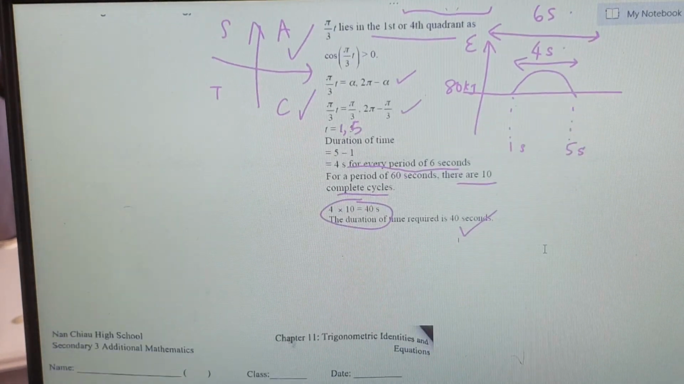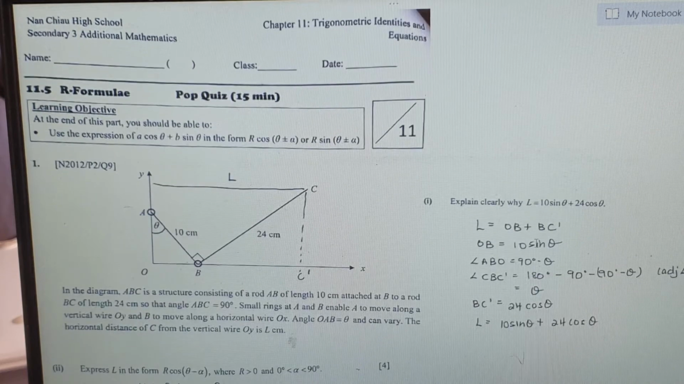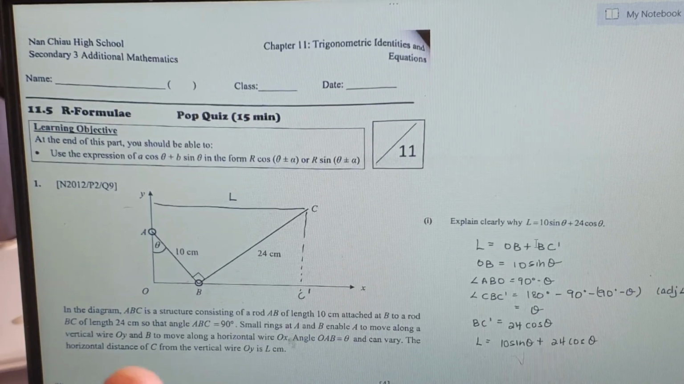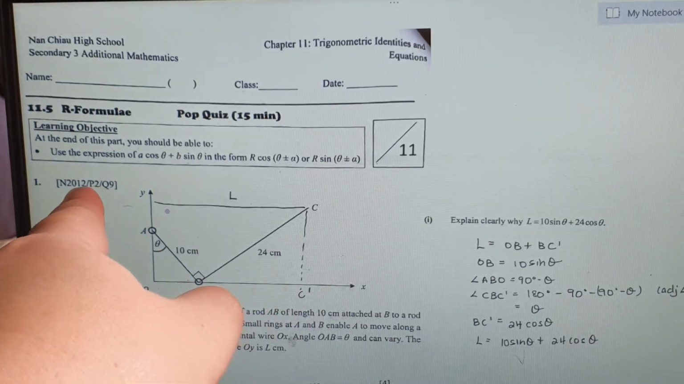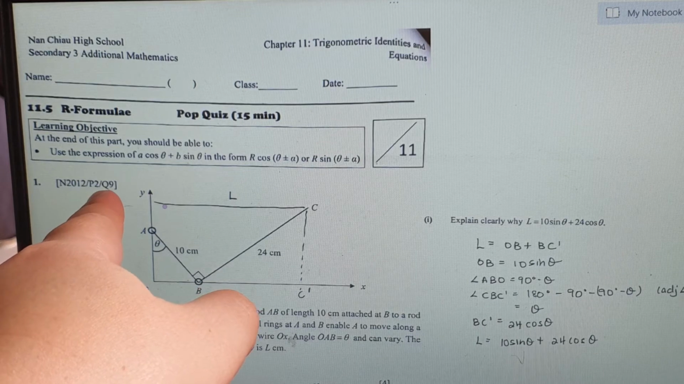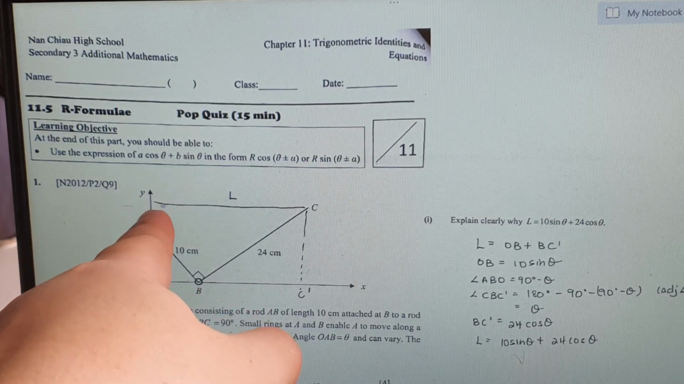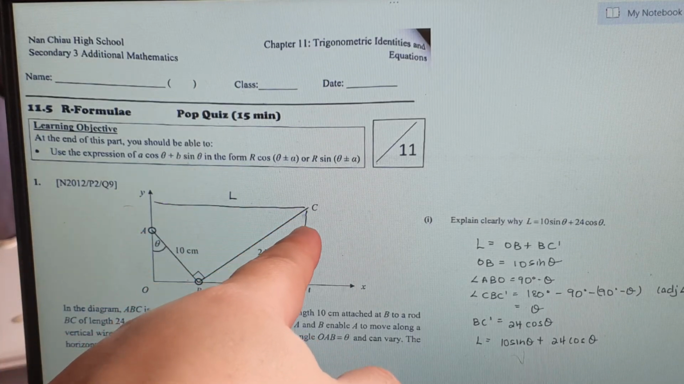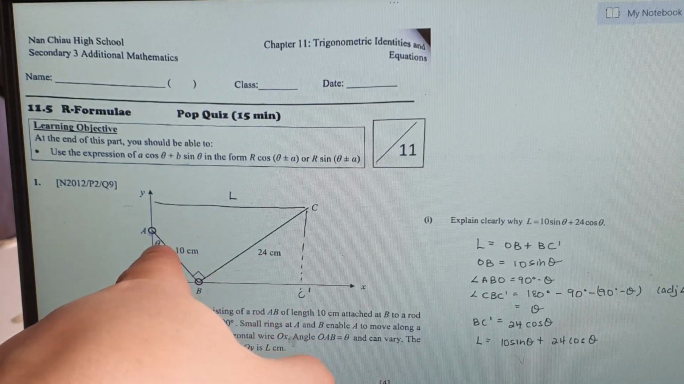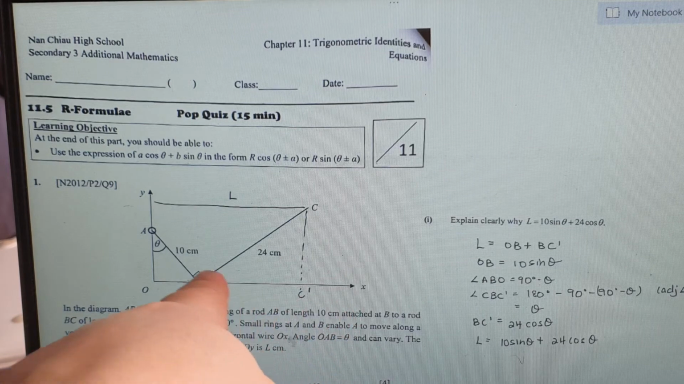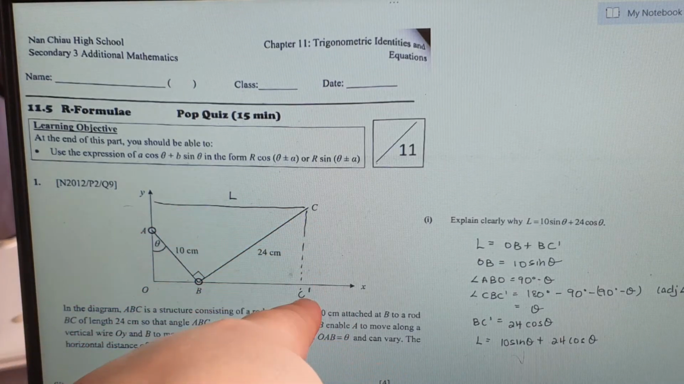Okay? Alright, we'll go now to the pop quizzes. Then that will be the end of this whole A Maths Trigo. This is a real O-level question, 2012, paper 2, question 9. This line and this line are not given to you, you refer to your own worksheet. Only these are given to you. This is just our rough working.